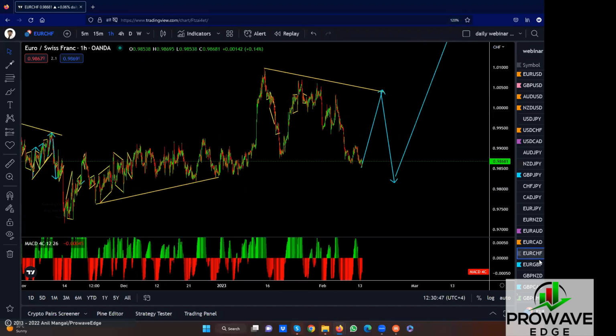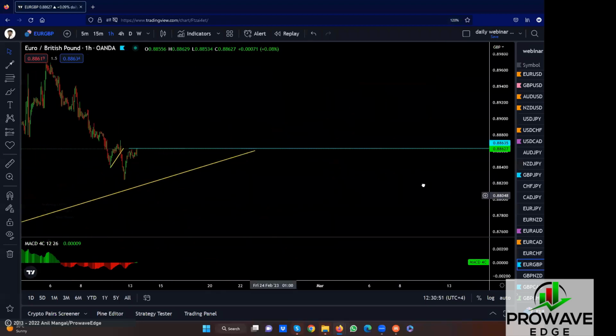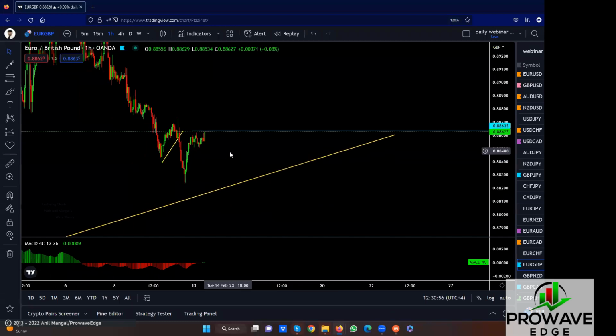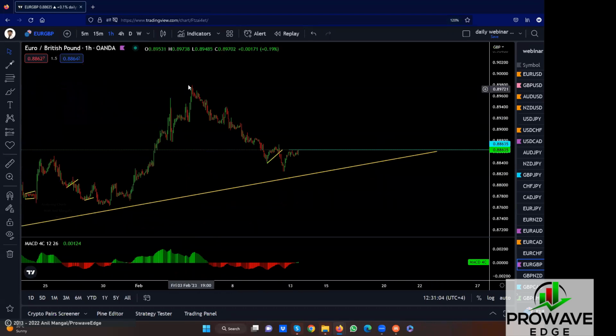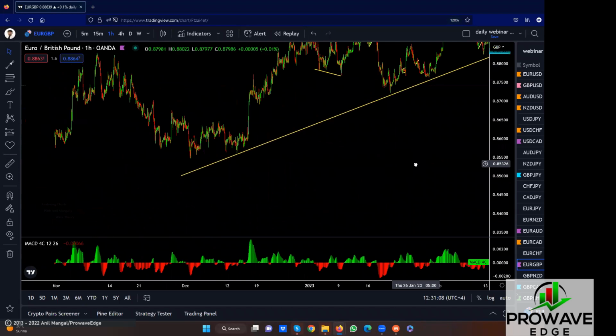So let's see. Euro pound. You should be tagged on this one already. Pretty much the same one. So we're going to put this as an active trade already. And keep your stop under the low. We'll see if they retest the top. We're taking this trade to see whether it goes to retest the top. We're in this up move here.